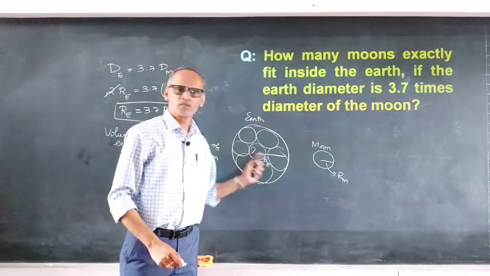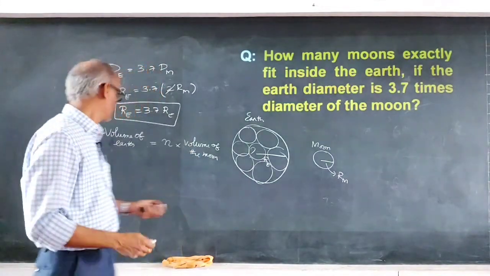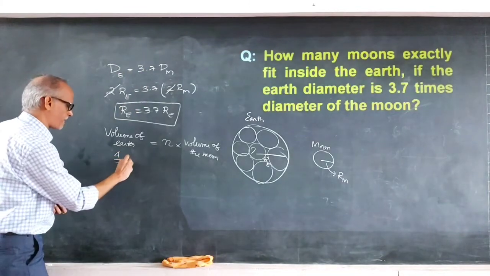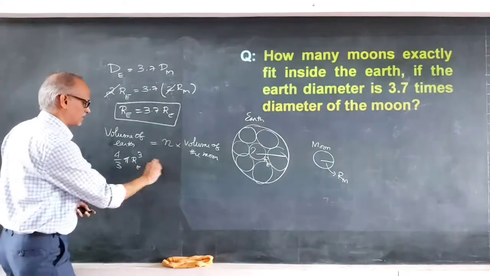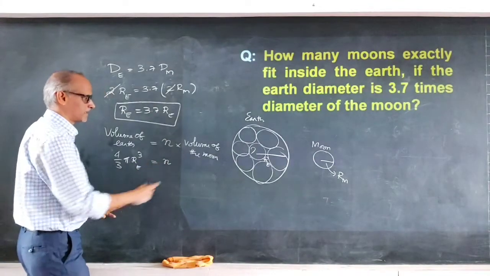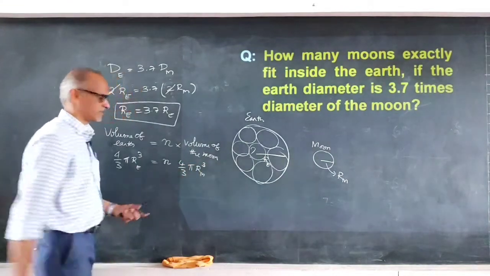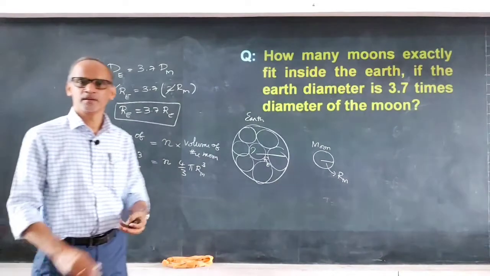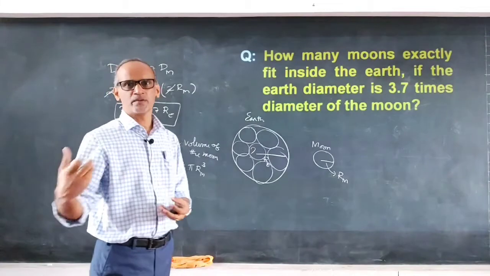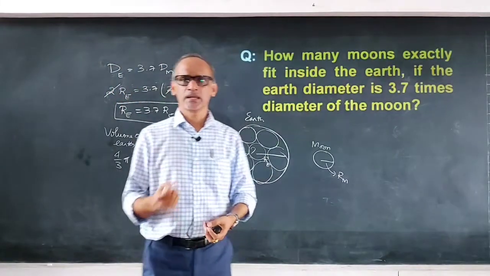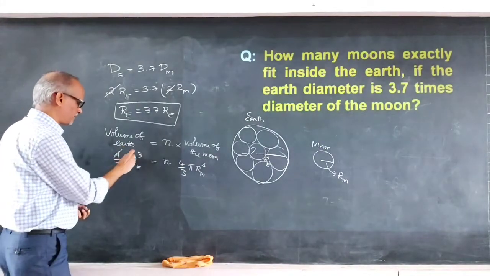Assuming Earth to be almost a sphere, even though it's not, let's assume that it's almost a sphere. Then what is the volume of the Earth? It's 4 by 3 pi r cube e. Now that's equal to n times the volume of the moon, 4 by 3 pi r m cube. See, we are using the volume of the sphere formula. So this is how the maths formulas come in handy in attempting questions like this. Are you clear? Okay. So 4 by 3 pi will get cancelled.